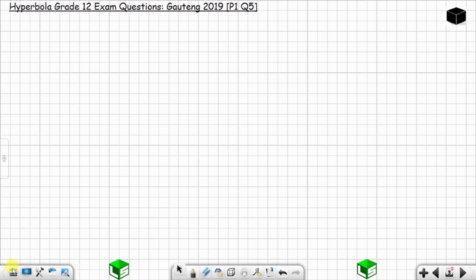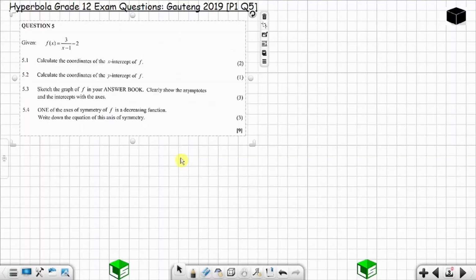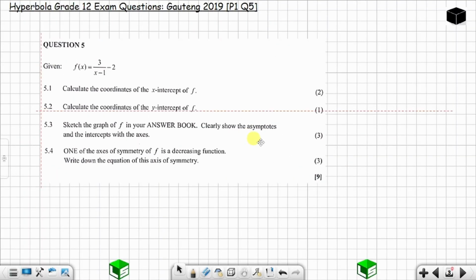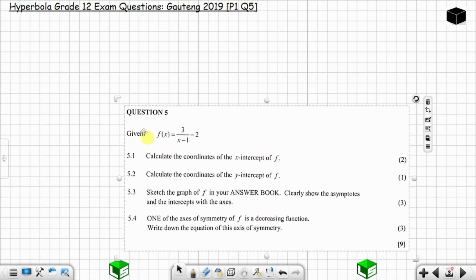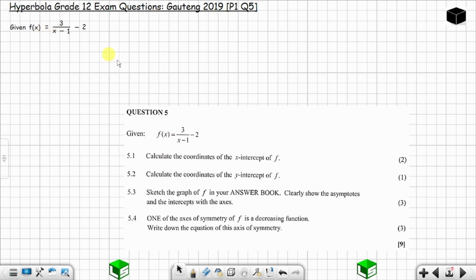Okay, question 5. Let me get the question again. This is the question. Question 5 from Gauteng 2019. Given f of x is equal to this, you can see that this is what you are given. Now 5.1, the question is calculate the coordinate of the x-intercept of f. The question is 2 marks.